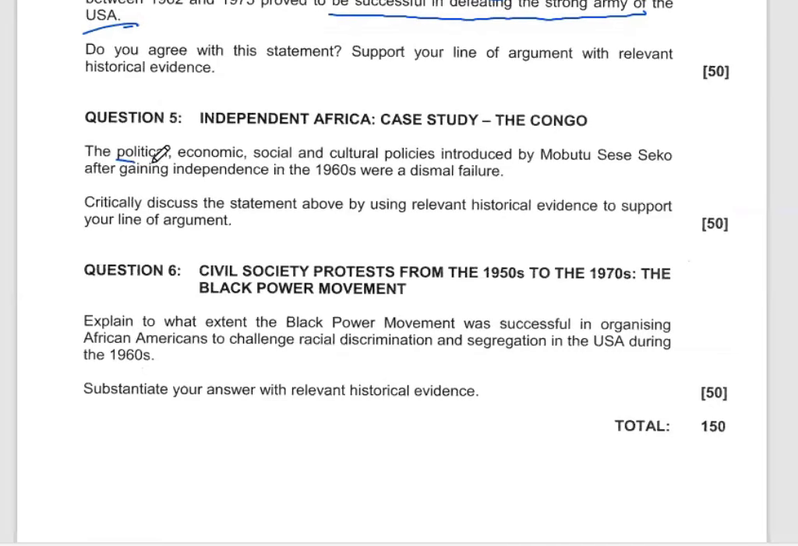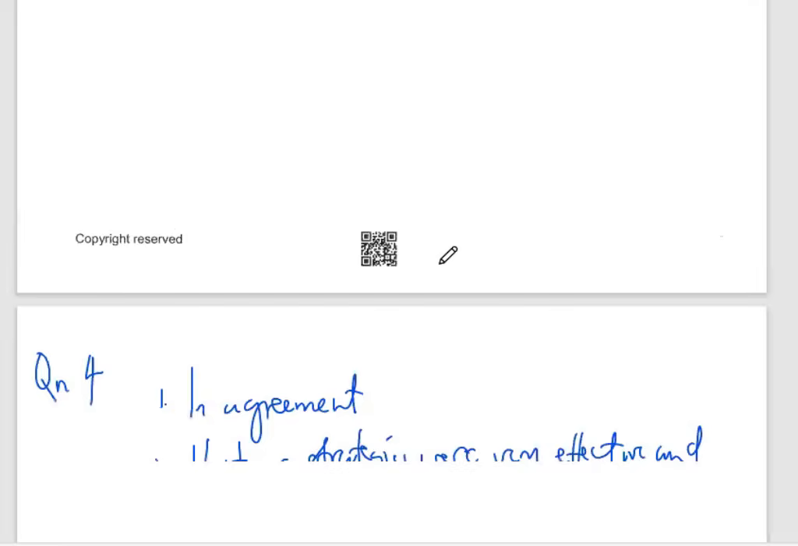It is covering all political, economic, social and cultural policies introduced by Mobutu after gaining independence in 1960, were a dismal failure. Critically discuss the statement above by using relevant historical evidence to support your line of argument. Right. This is a critical discussion.